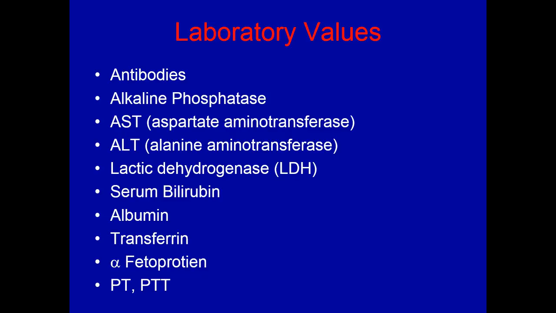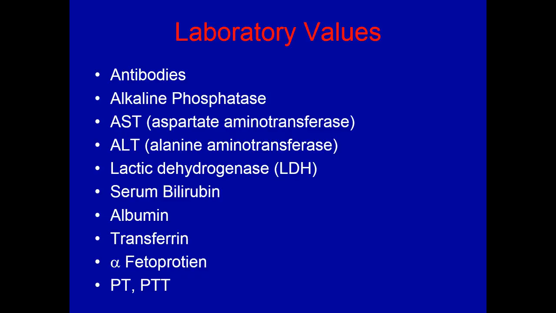So antibodies come along with infectious disorders of the liver. Off the top of your head, what do you think of when you think of an infectious disorder of the liver? Hepatitis, right? Viral hepatitis. So we can look for antibodies for viral hepatitis, whether we're looking to see if someone's immune because they've gotten the vaccine, or we think someone's infected with the virus.